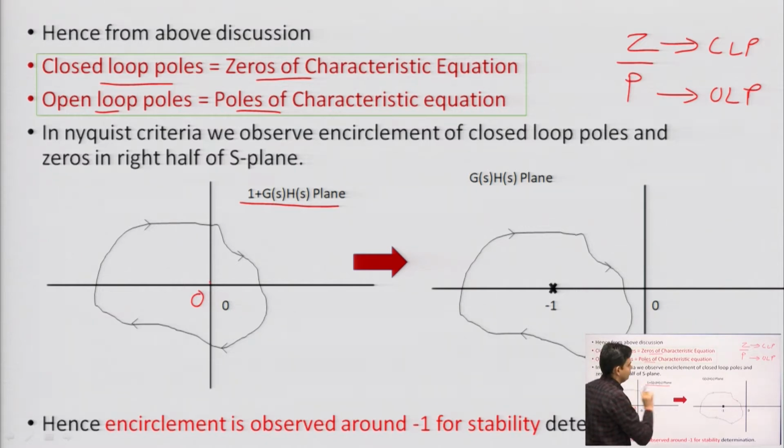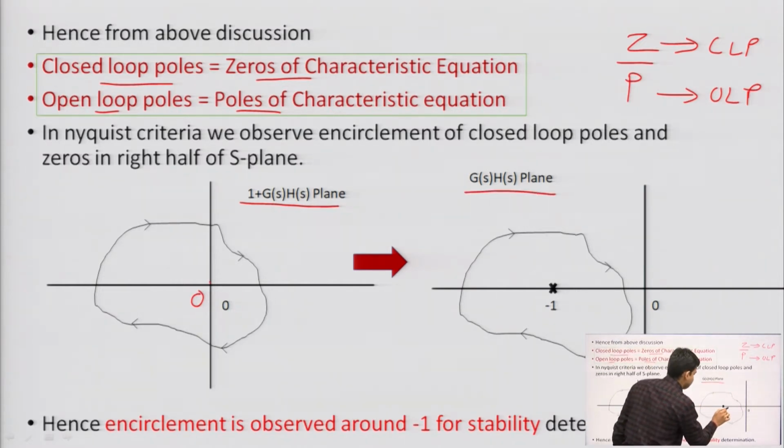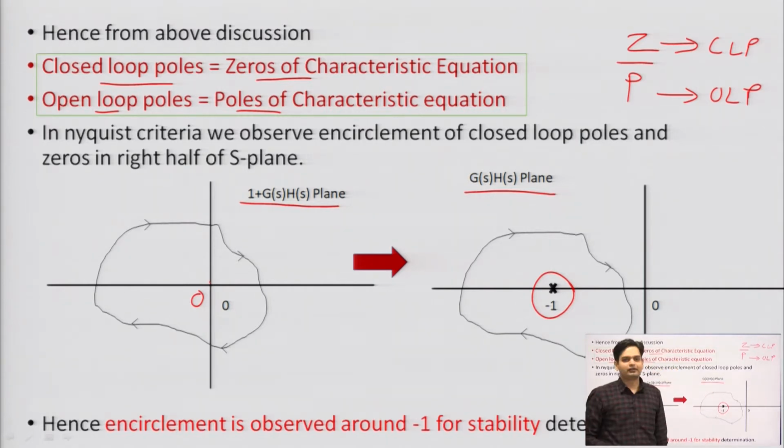So, if we talk about only the G(s)H(s) plane, then the whole curve will shift around this point -1, and this would be our critical point. We need to observe encirclement around -1 in the G(s)H(s) plane, right. What does it mean? If there is one encirclement around -1, it means one pole is lying in the right half plane, or if the encirclement is happening because of a zero, then one zero is lying in the right half plane.